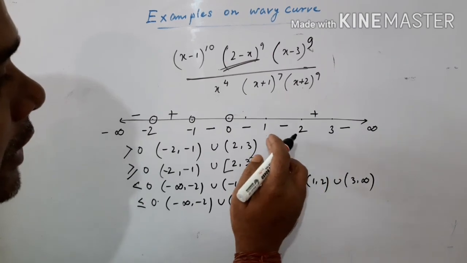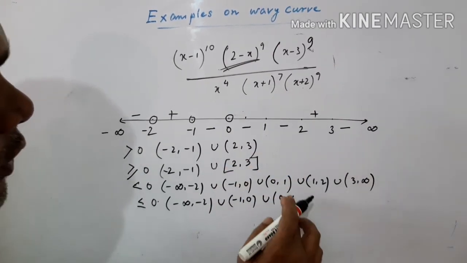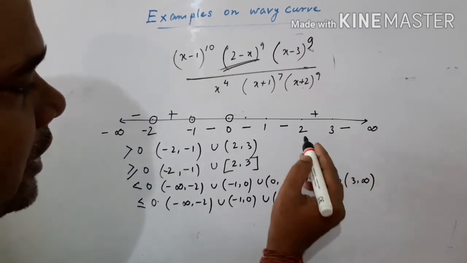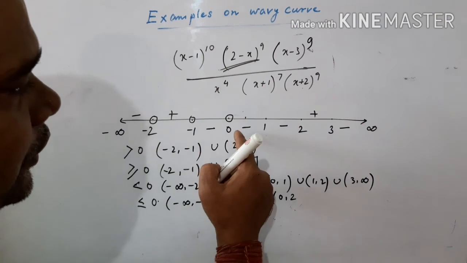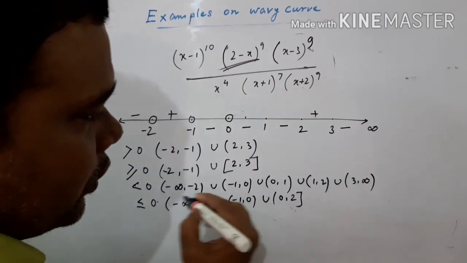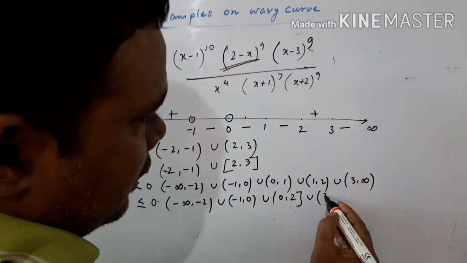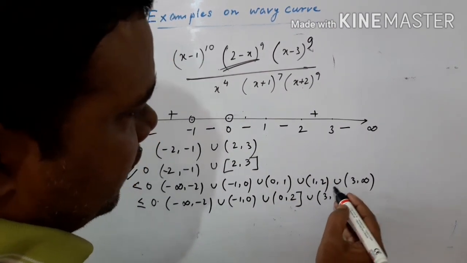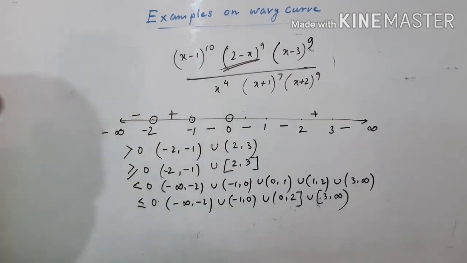Since 1 can be included, the very next interval is 1 to 2. So we should join these two intervals. Clear? So we write 0 to 2 and 2 can be included. And again union 3 to infinity where 3 can be included. So this is the solution of this rational polynomial.